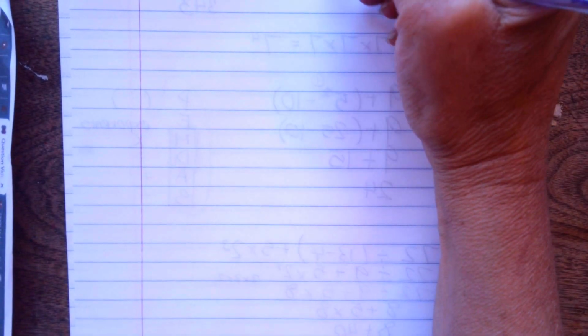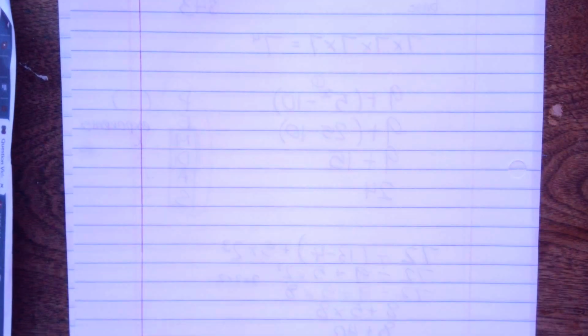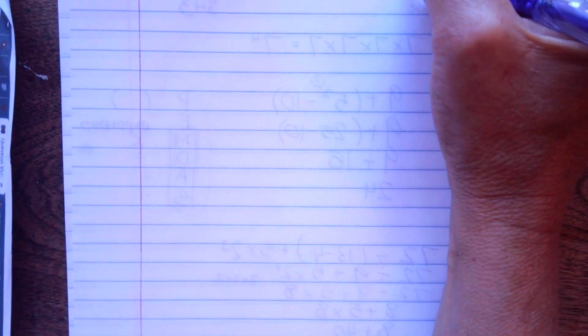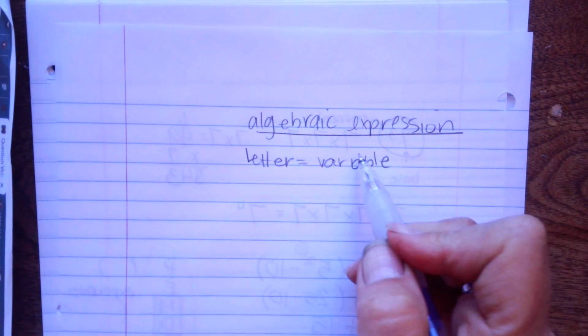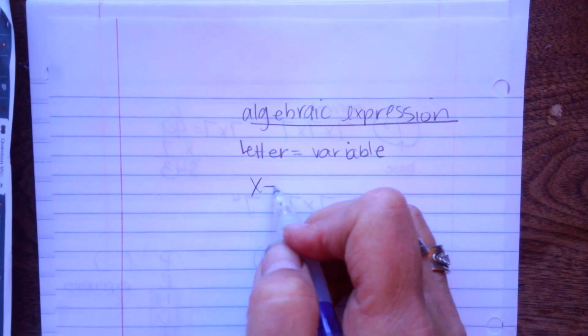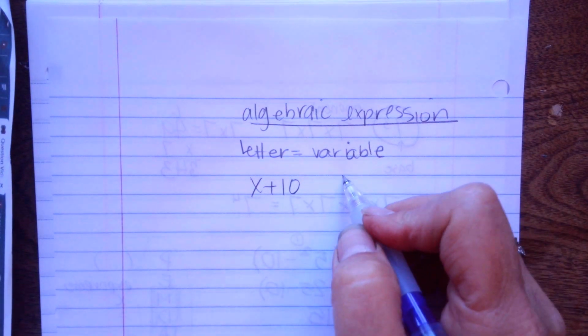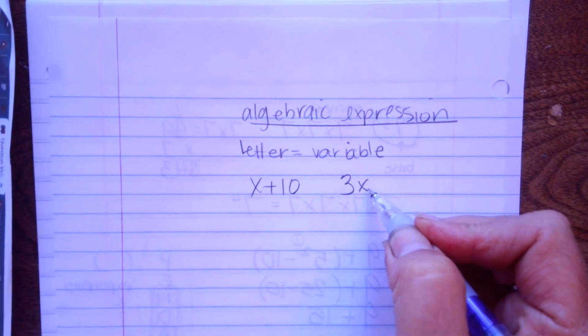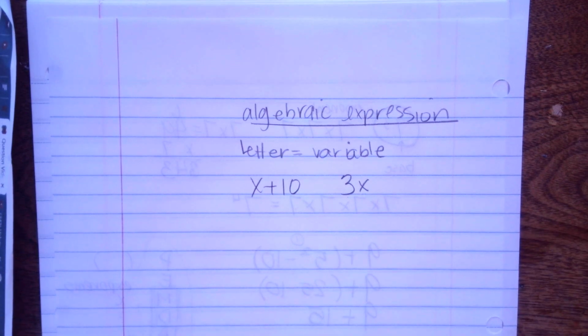And then we talked last time about how an algebraic expression is just a math problem that has algebra in it. And the letter is called the variable. So X or A or C is going to stand for something. X plus 10 or 3X, we're saying 3 times something that we don't know yet. Okay. Yeah. Makes sense, kind of?